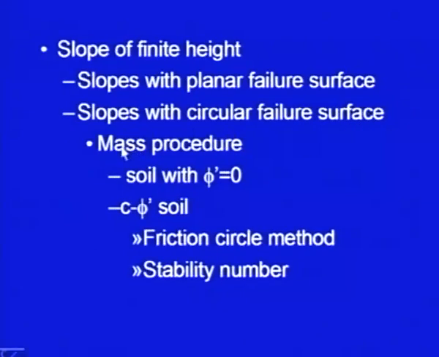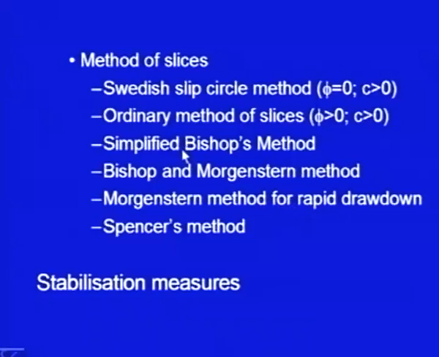Here we discussed the mass procedure in which the entire mass was taken as a whole. Soil with phi dash equal to 0 was taken separately. Then we discussed the c dash phi dash soil, and here we discussed the friction circle method and the stability number approach. Finally, we went to the most popular methods, the method of slices. Here we discussed the Swedish slip circle method, the ordinary method of slices, the simplified Bishop's method which I covered today, then Bishop's and Morgenstern's method for rapid drawdown, and Spencer's method. These methods can be used to find the factor of safety using the method of slices.